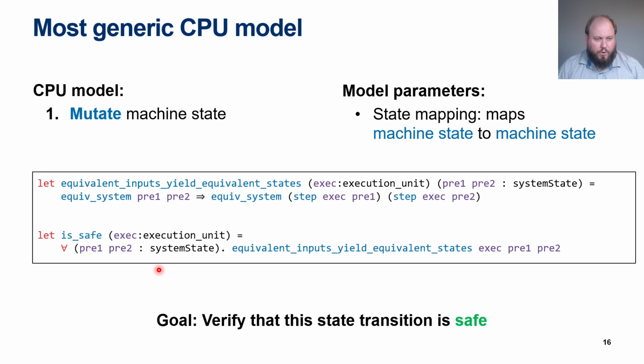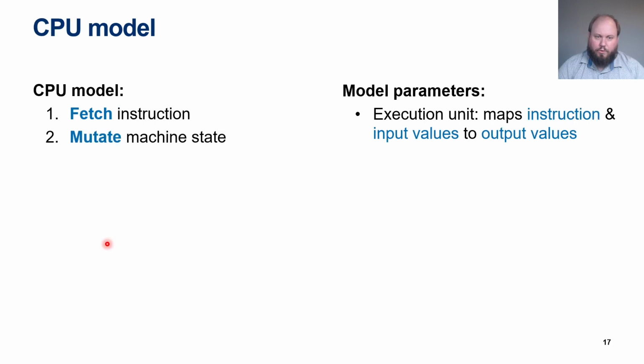But now we want to take things a bit further. So we introduce the notion of an instruction. So in this case we have what we've called an execution unit, perhaps slightly confusingly, and then this takes an instruction and input state, an input value, and then maps it to some new output value. So there's a different mapping for each instruction, where the instruction is loaded from memory at the address in PC. So what the model does then is it will fetch an instruction and then do a mutation of the machine state according to the instruction.